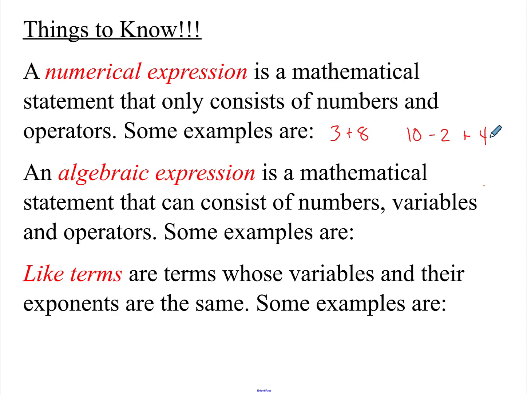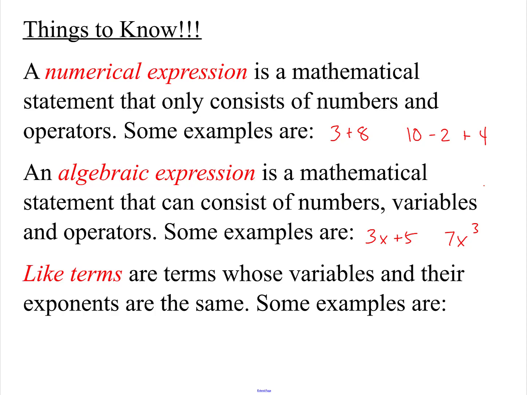So the next thing would be an algebraic expression. What this means here in algebra is that we are going to consist of numbers, variables, and operators. So now we're just adding a couple variables to the mix. So you could have something like 3x plus 5, and you could have something even as simple as 7x to the third power. Okay, so there's a variety of different examples.